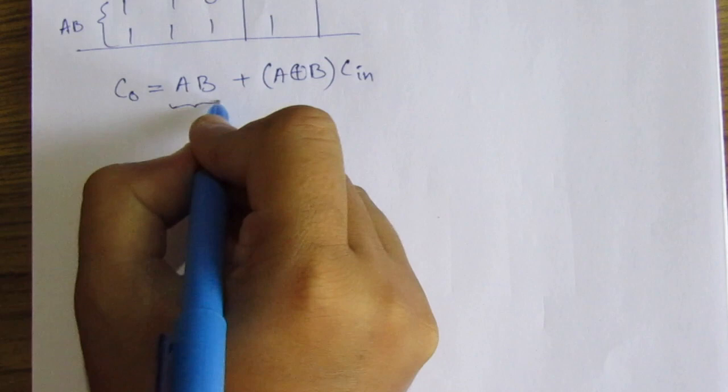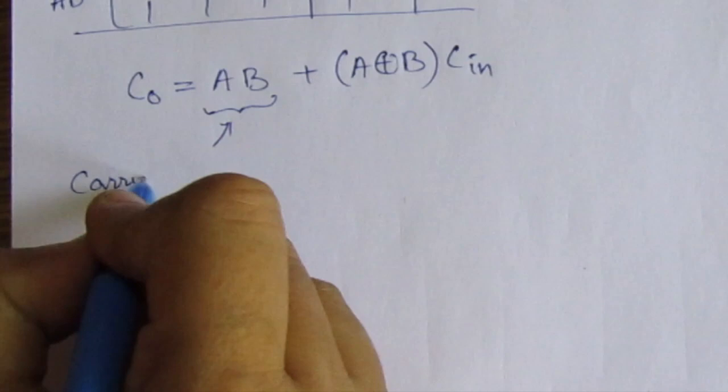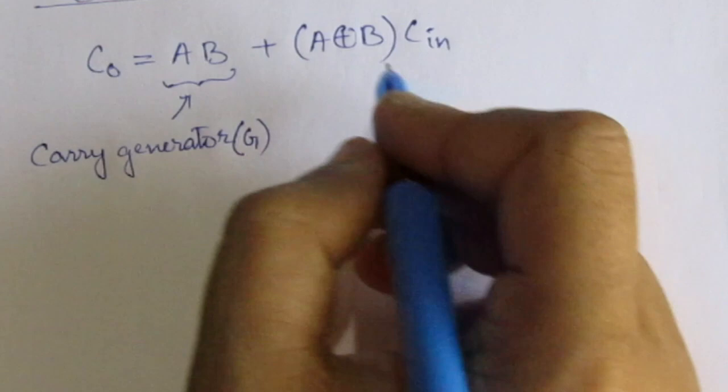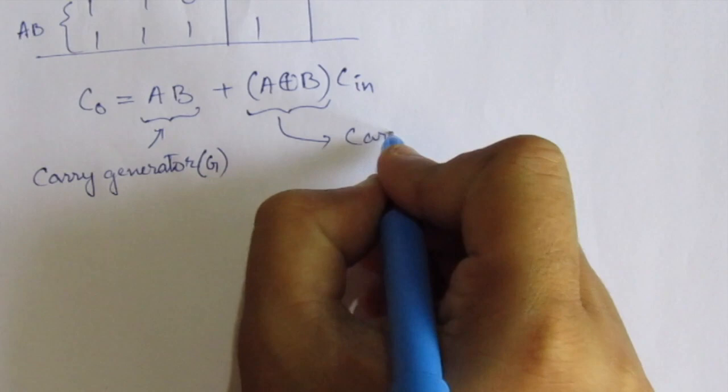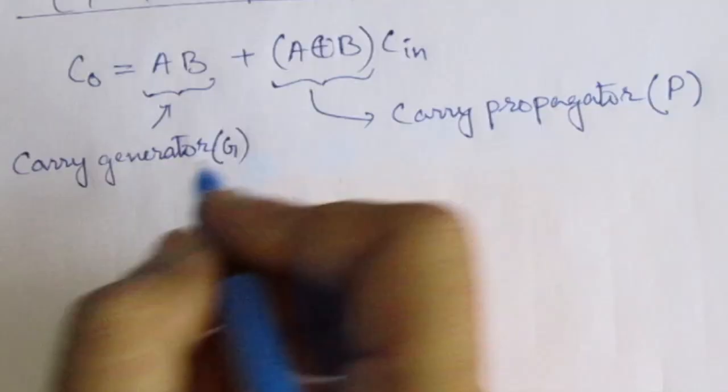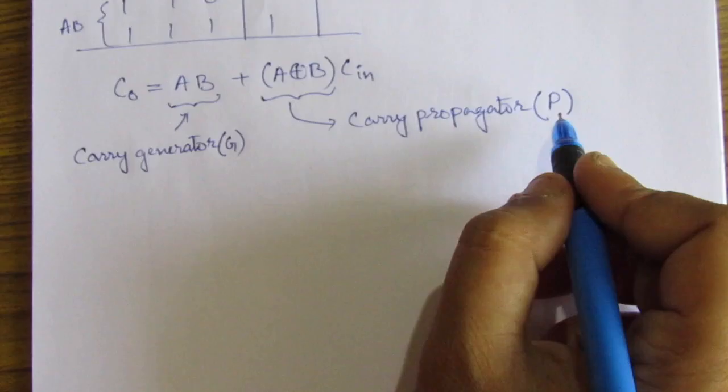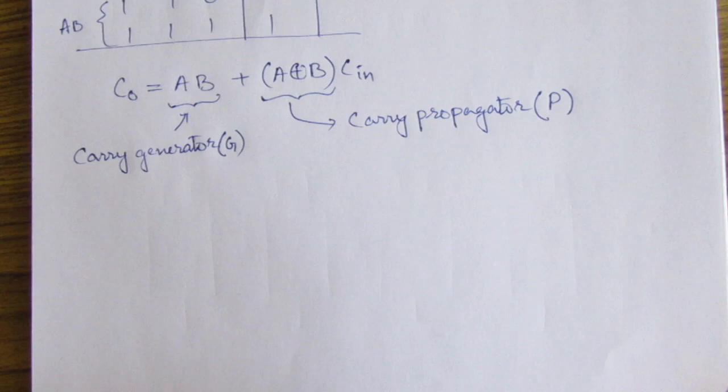this term is called the carry generator. And this term is called the carry propagator. This means this G is independent of the input carry. Carry is generated when input carry is 1, and that means C out equal to 1 when C in equal to 1.